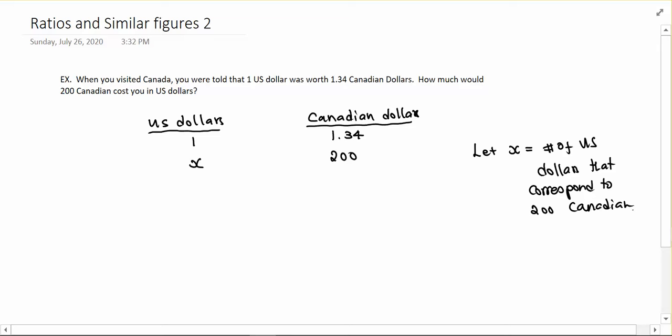Just like in similar figures, now that you have the corresponding things lined up, you can set up an equation. If you recall the similar figure problems, I said I always put the X on top if I can. So I would say X corresponds to 200, and that's equal to 1 and 1.34. That's one way to set this up. So X is to 200 as 1 is to 1.34, and we can now use cross multiplication.